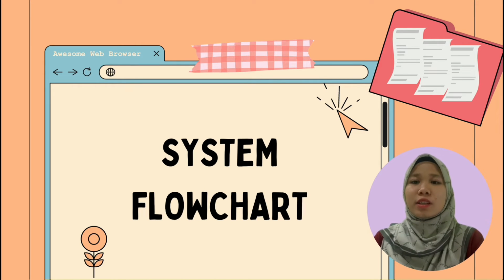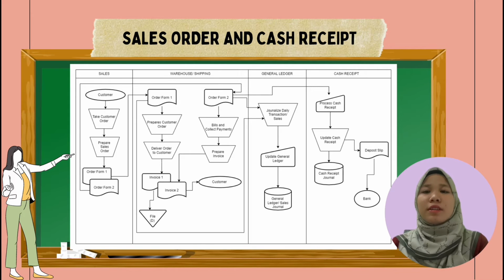Next, I will continue with the system flowchart. A system flowchart is used to show the relationship between the key elements, which are input sources, programs, and output products. Basically, a flowchart combines the physical and logical aspects of the system. Firstly, the transaction starts with the customer making an order in the sales department. After that, they take the customer order, then prepare the sales order for the customer.